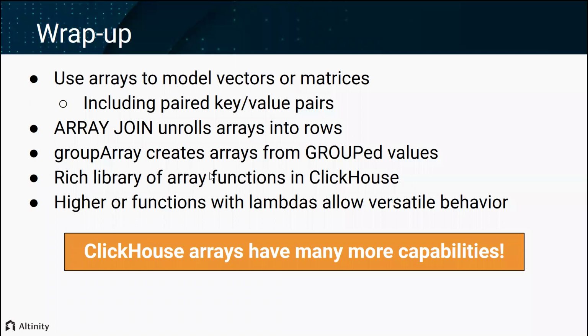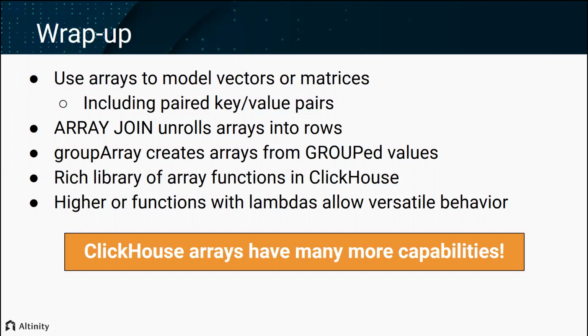So just some wrap up of the concepts that we applied. The arrays, like in many databases, ClickHouse can use arrays to model any place where you need to store a vector inside a row. And in fact, because the arrays can be pairs, key value pairs, you are able to effectively model matrices. The array join is really important because it allows you to unroll the arrays into rows. So a lot of times you'll do operations on arrays and then you use array join to unroll them again to put them back in a table, and we saw a couple examples of that.